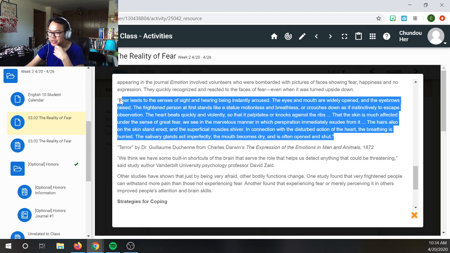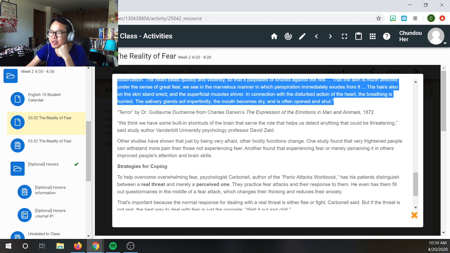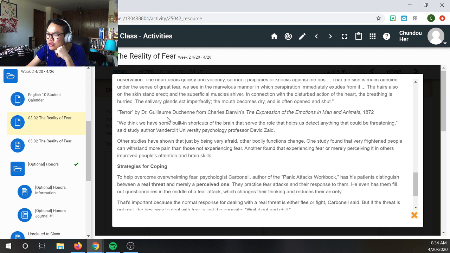Wow, that was a lot of description of what fear looks like. So Terror by Dr. Guillaume Duchenne, from Charles Darwin, The Expression of the Emotions in Man and Animals, 1872.